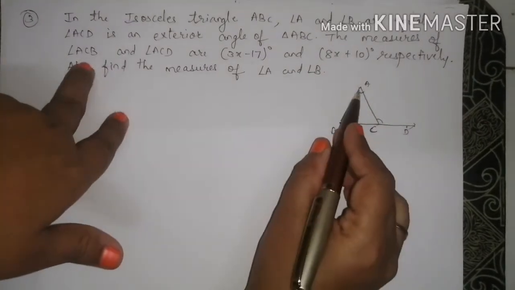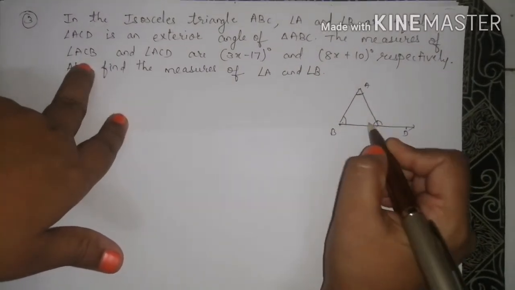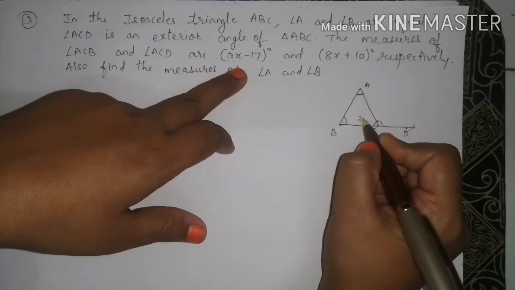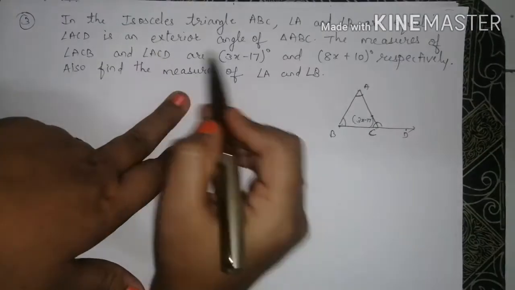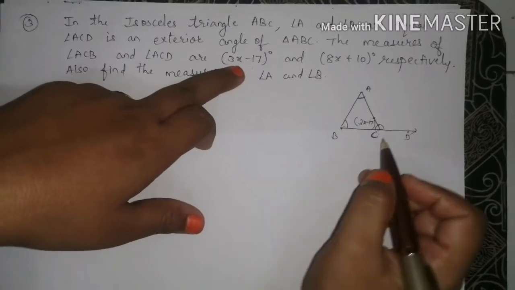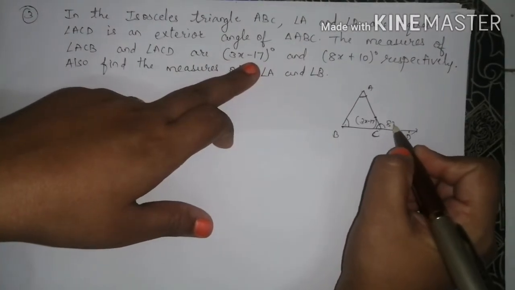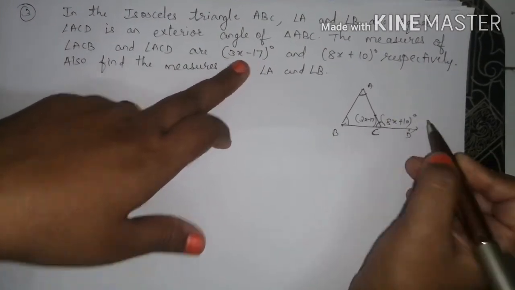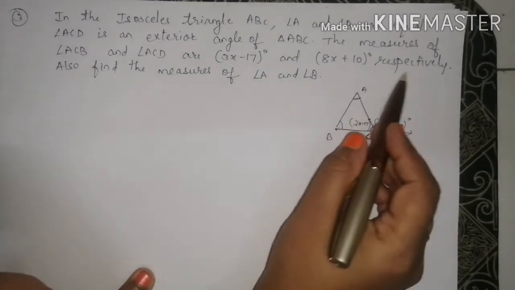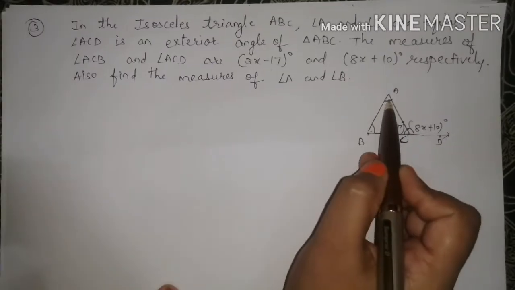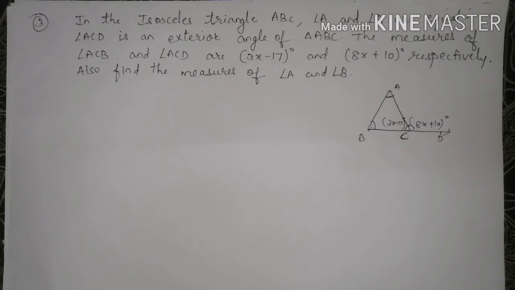So angle ACB means this inside one. They have given me its measure: 3x minus 17 degree. And ACD is the exterior angle. Its measure is 8x plus 10 degree. So they are asking me to find these measures, and also find the measures of A and B. So let us start now.